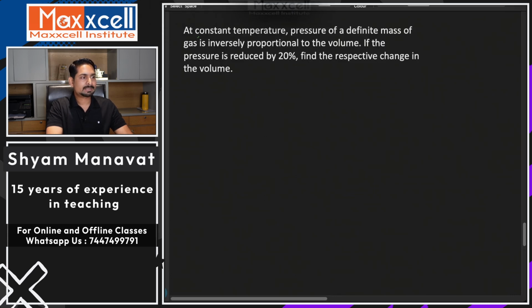So at a constant temperature, the pressure of a defined mass of gas is inversely proportional to the volume. If the pressure is reduced by 20%, find the respective change in the volume. Okay, pause this video and try to attempt it. Alright, so what do we have? We have pressure and we have volume. What is given to us? Pressure reduced by 20%, then find the respective change in the volume.